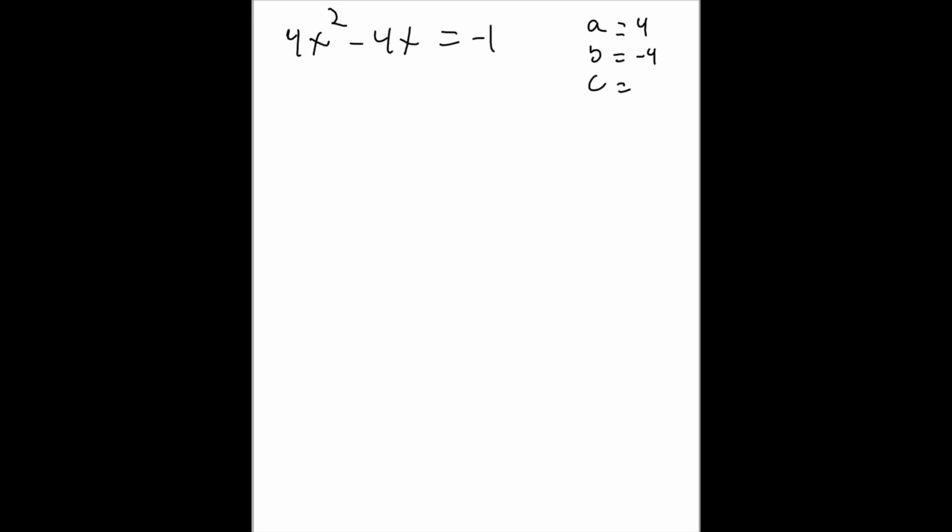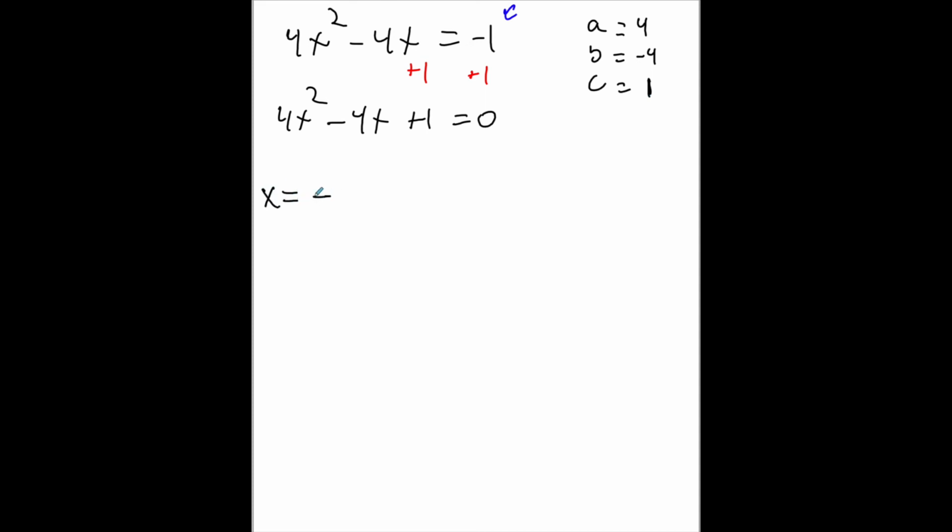Hopefully you recognized that we didn't solve it. We're not equal to 0 yet, and it's not solved for 0. And so I must set it equal to 0 first, in which case I would get 4x squared minus 4x plus 1 is equal to 0. Now we can definitely see that c is equal to 1. So again, let's do this one more time.